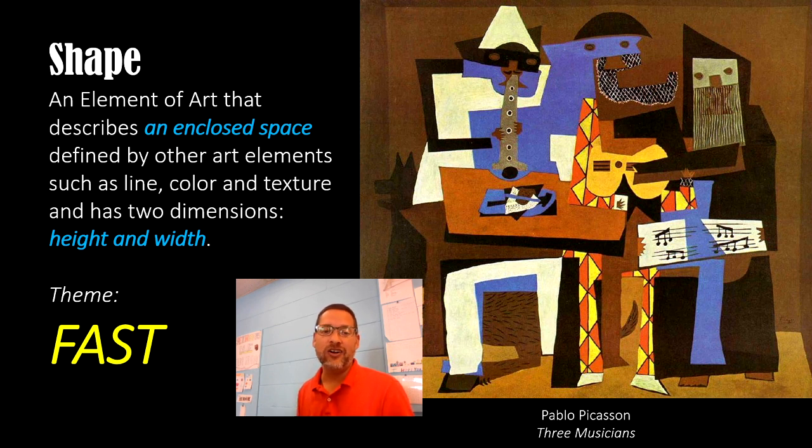Don't forget, on the front of your sketchbook, you need to write: shape, an element of art that describes an enclosed space defined by other elements such as line, color, and texture, and has two dimensions, height and width. That has to be on the front of your sketchbook drawing this week, or you will not get full credit. Also, don't forget that your sketchbook has to be a full page, has to show color or shading, or both.